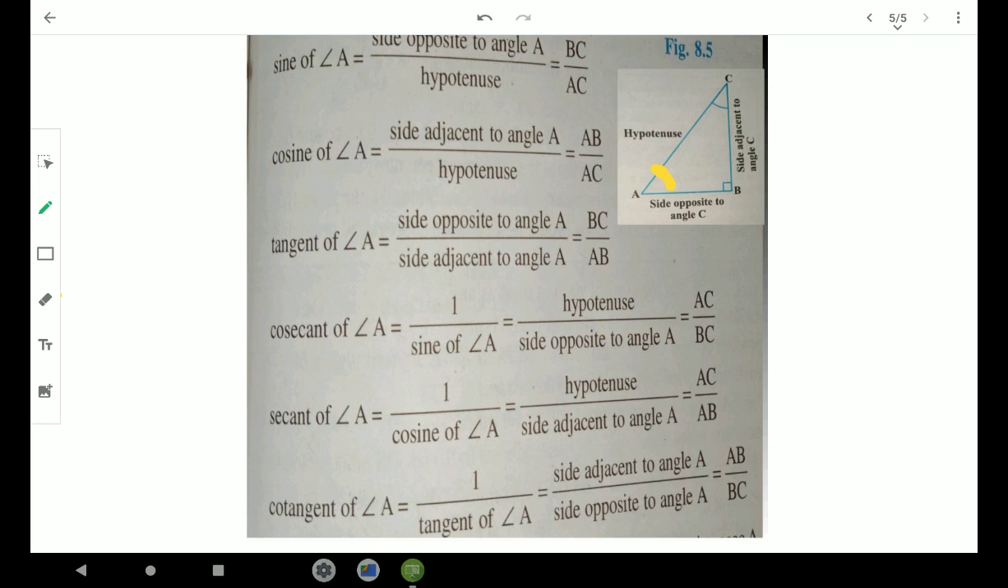Cosec is 1 upon sine, which means 1 by BC upon AC, which means AC by BC. Sec is 1 upon cos, which means 1 by AB upon AC, which means AC by AB. Cot is equal to 1 by tan. What is tan? BC upon AB, so cot is 1 by BC upon AB, which means AB by BC. By this figure you can consider all these things.